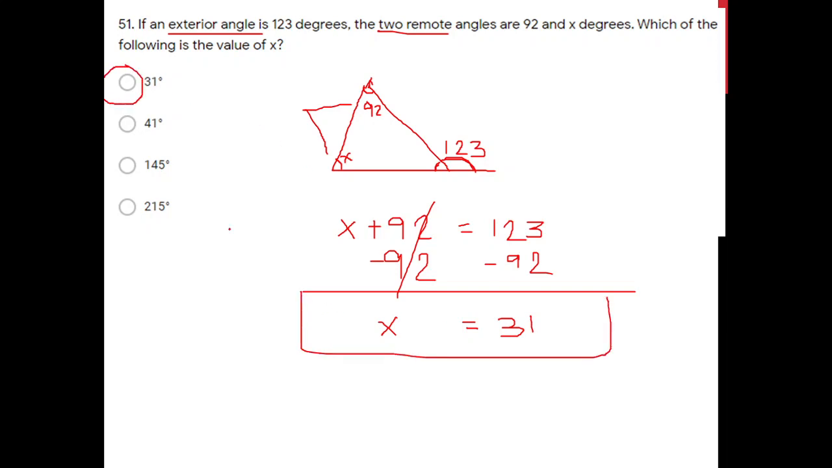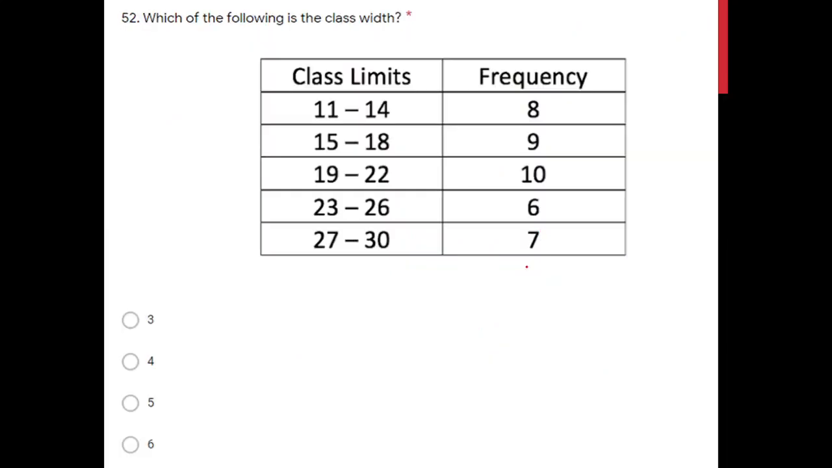This will be your answer. Okay, so please remember, the exterior angle will always be equal to the sum, meaning addition, of the two remote interior angles. Interior meaning away from this one. These are called remote interior angles. Okay, inside. Next.